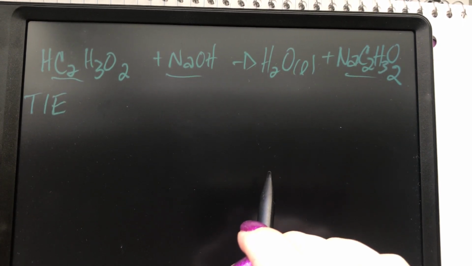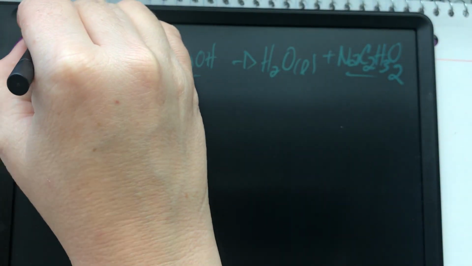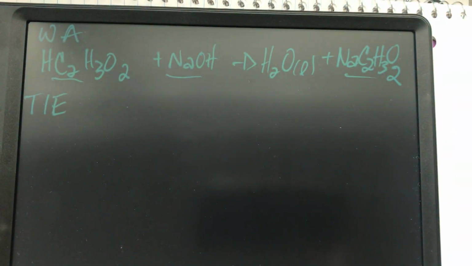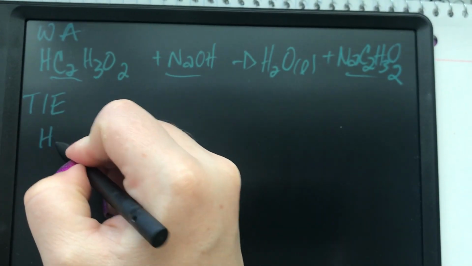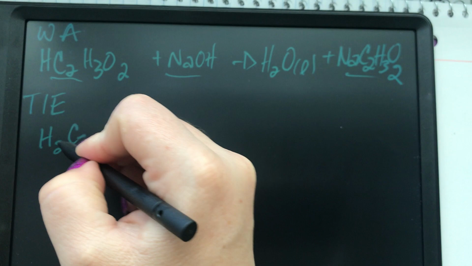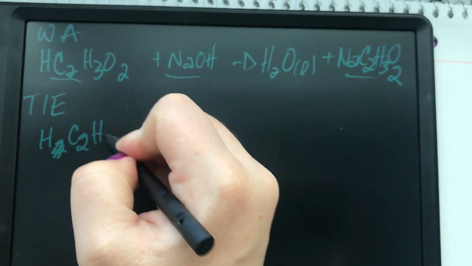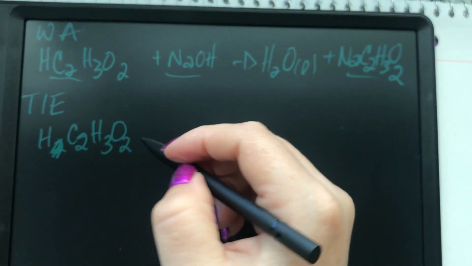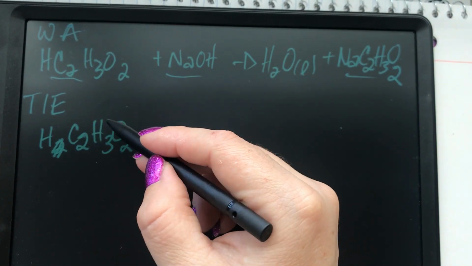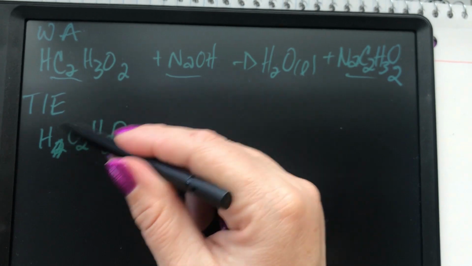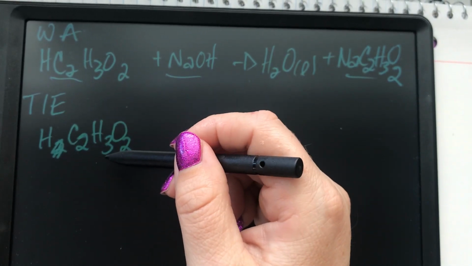Anybody remember what it was? A weak acid. Yeah. So weak acids are not going to dissociate. So we keep this guy together. The reason being, again, is because it doesn't dissociate completely, we know that there's still a lot of this guy left in solution.